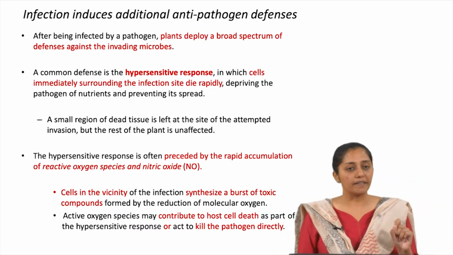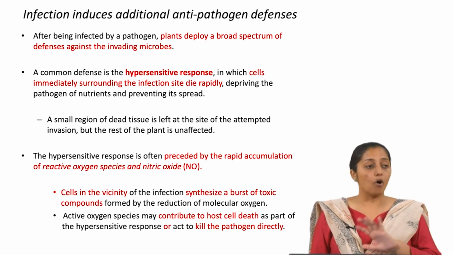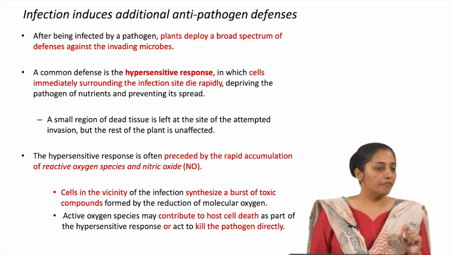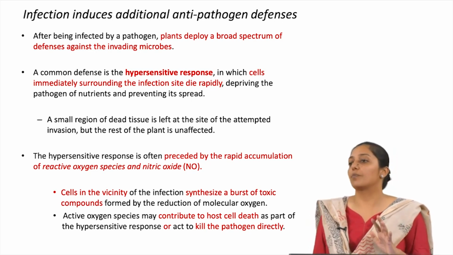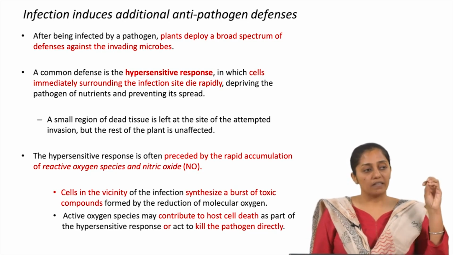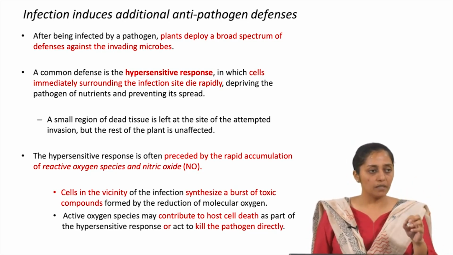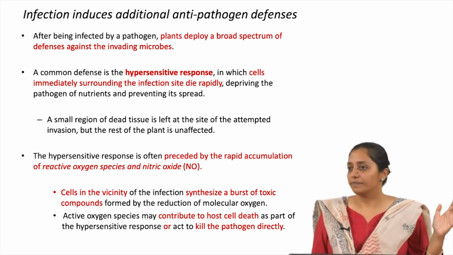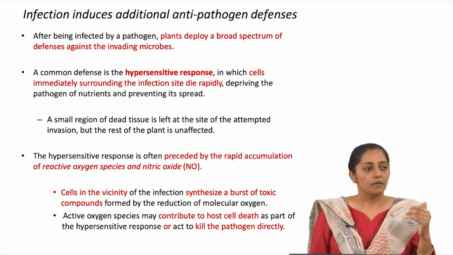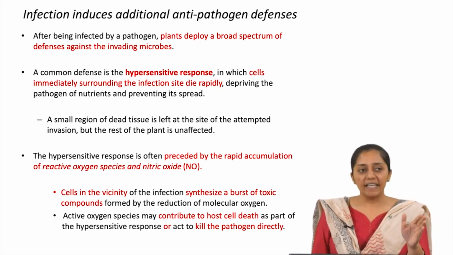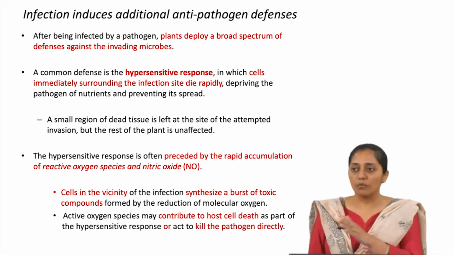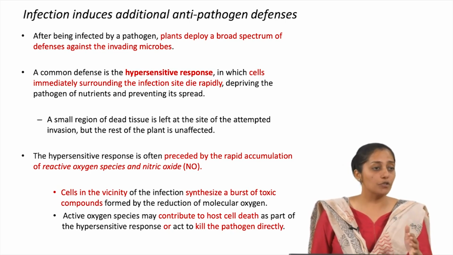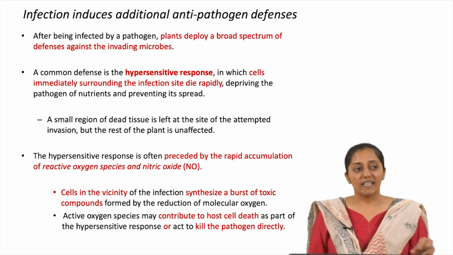Now, after being infected by a pathogen, plants deploy a broad spectrum of defenses against the invading microbes. The common defense is called the hypersensitive response. What is this? As soon as the pathogen attacks a part of the plant, the neighboring cells die immediately. Once they die, it prevents any nutrients from being provided to the pathogen which has attacked. So, it tries to deprive that pathogen of nutrients. So, there is a sacrifice involved.